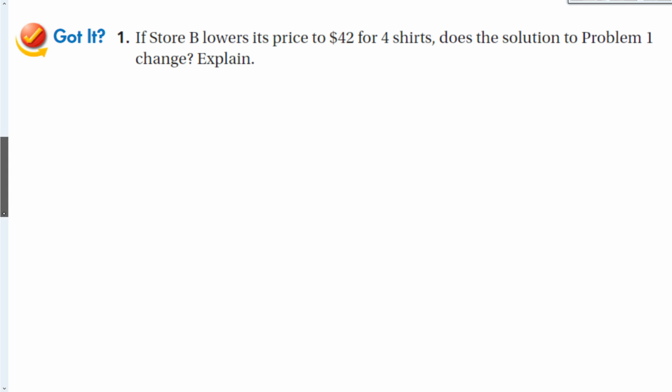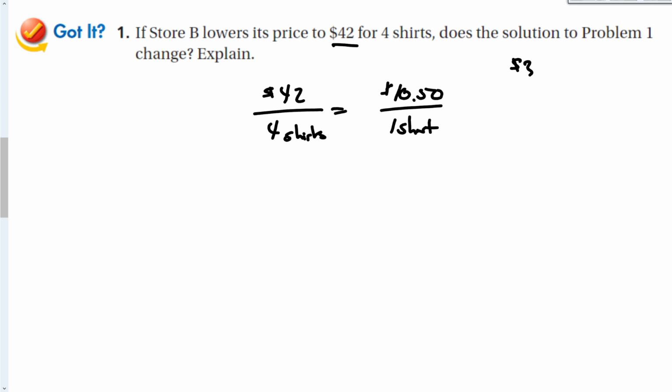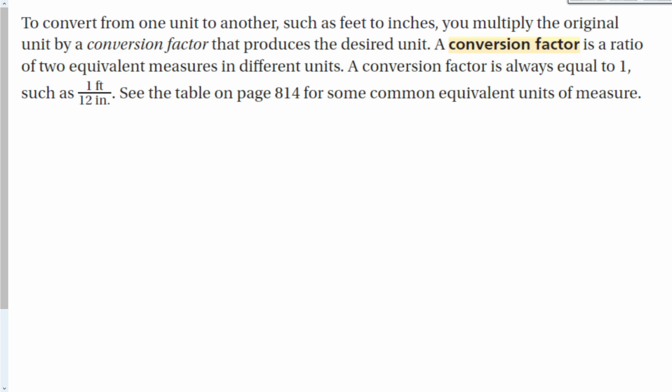Let's look at the solve it. If store B lowers its price to $42 for 4 shirts, does the solution change? Well, not really, because $42 for 4 shirts gives me $10.50 for 1 shirt. So store C is still the best deal. If this goes maybe down to 39 bucks for 4, now it would be a better deal. But right now it's not.